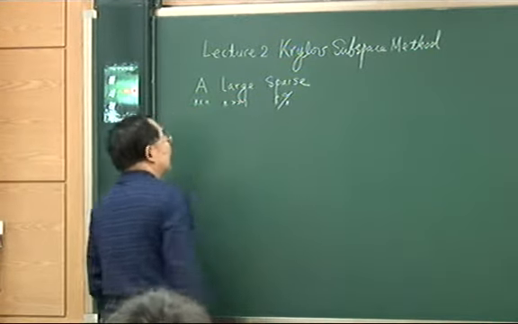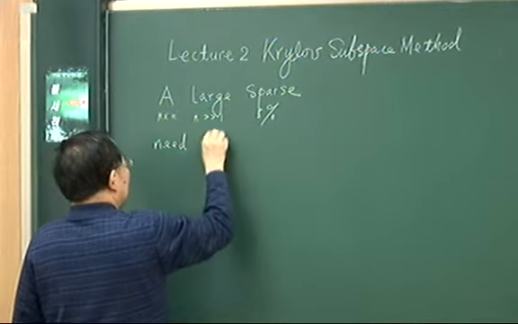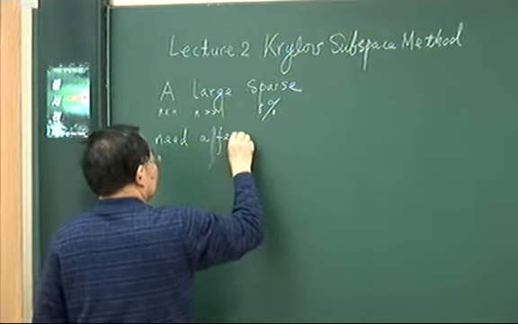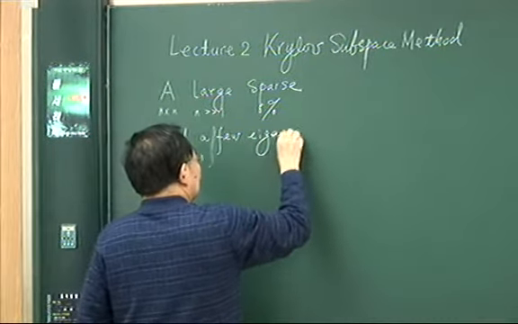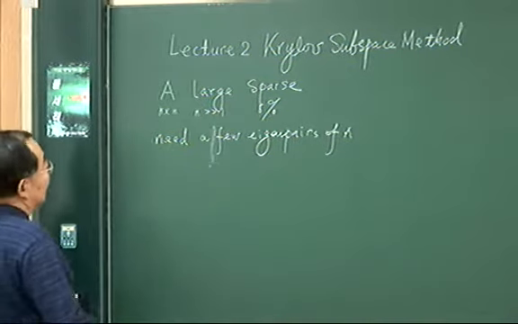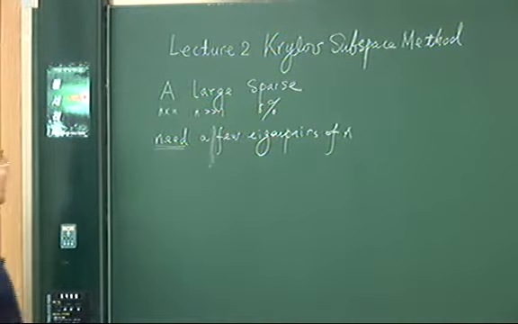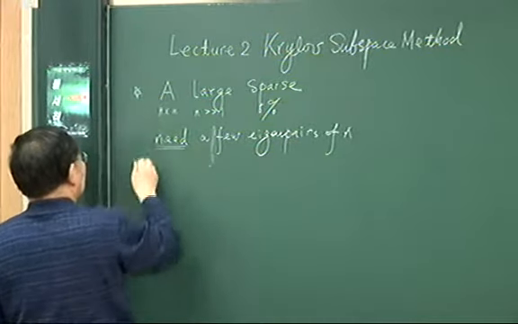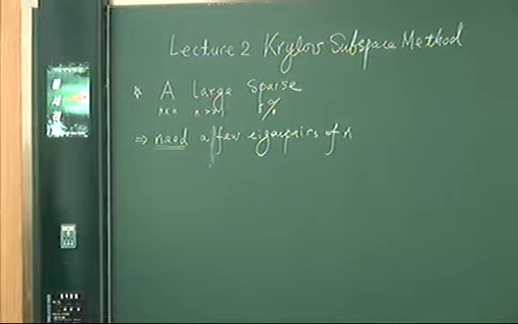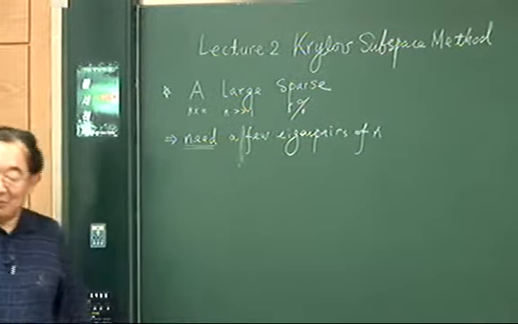For this kind of matrix, we often only need a few eigenpairs of A. This is our problem. A is large and sparse, and we want to find a few eigenpairs. For this kind of problem, the QR method does not work because n is very, very large. So we must have another method.